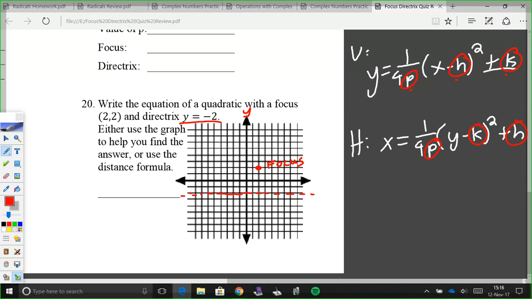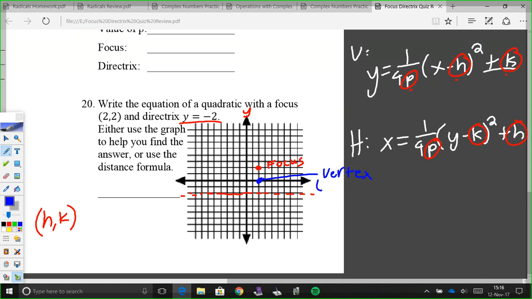Now what I need is h and k. Remember, (h, k) is our vertex point. So I have to find the vertex here. All I have is the focus and directrix. What you need to keep in mind, and how it's easy to find it, is that the vertex is halfway between the focus and the directrix. So my vertex is right in the middle of these two, halfway between my focus and the directrix, which puts it right here. That is my vertex point.